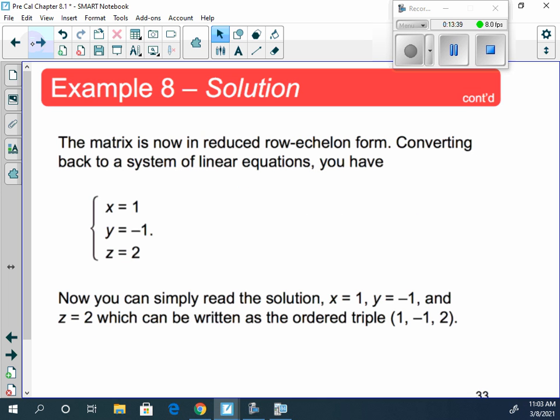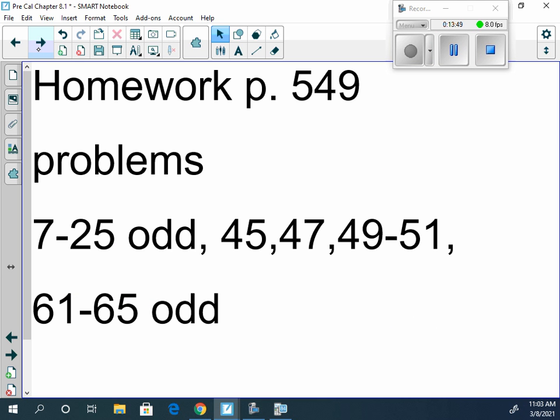Now, Gauss-Jordan form is doing that exact same thing, except using the reduced row echelon form. That's the only real difference. So questions on this here? No? That's it.